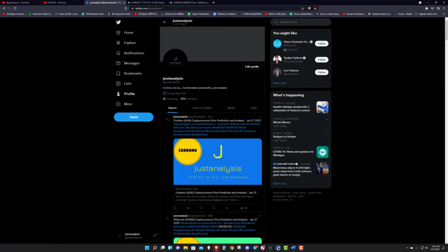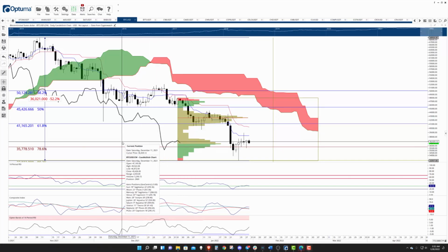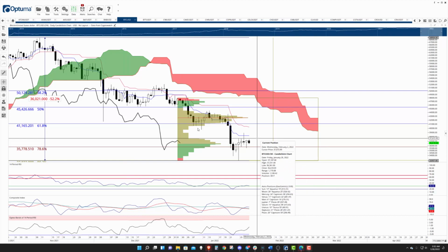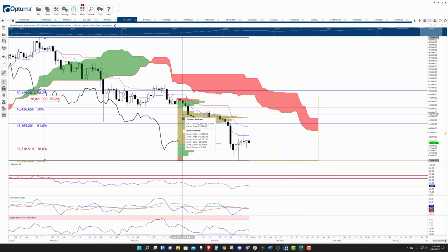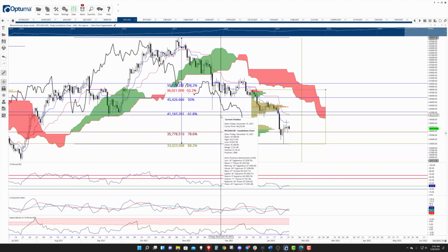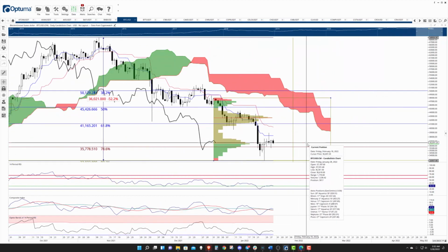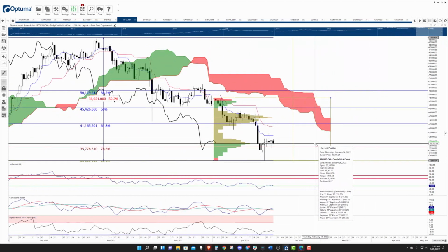Taking a look at Bitcoin here. Bitcoin is forming a really nice, so I've added the 2022 volume profile here. It's really inside the extended 2021 volume profile. But there's two high volume nodes now set up as we're approaching the end of January. These are some levels to watch.